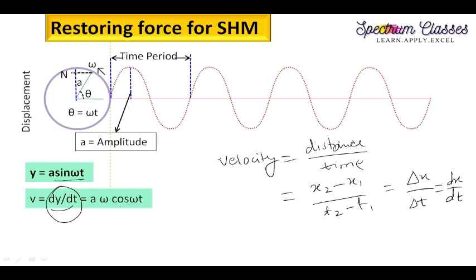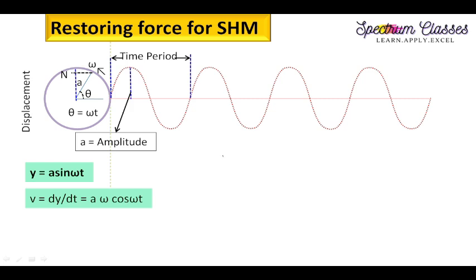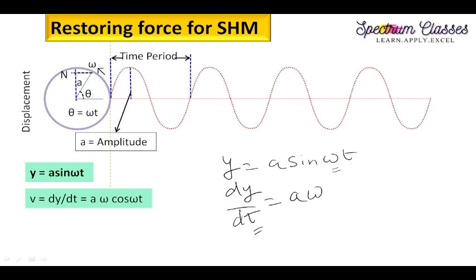This is equal to a omega cos omega t. So this is simple differentiation. So y is equal to a sine omega t, and dy upon dt will be equal to a, and since we are differentiating with respect to t, this is omega, and sine omega t will become cos omega t. So this is equal to your velocity, right?